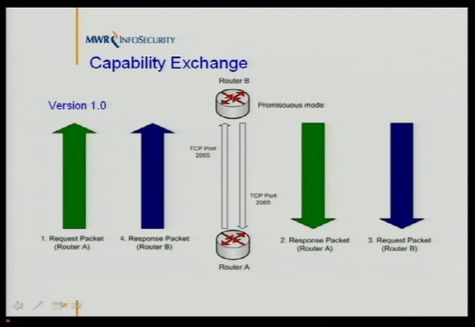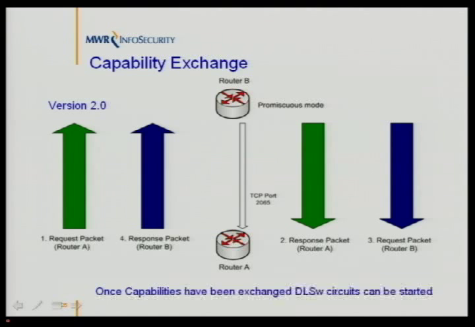Now, if we're using version 1 of the protocol, we find that both of these TCP sessions usually stay connected. However, with version 2, one of these connections is usually torn down. So as I've said, once capabilities have been exchanged, we can then start initializing some DLSw circuits. But let's not get ahead of ourselves. The information that was actually given to us in the capability exchange is pretty useful.